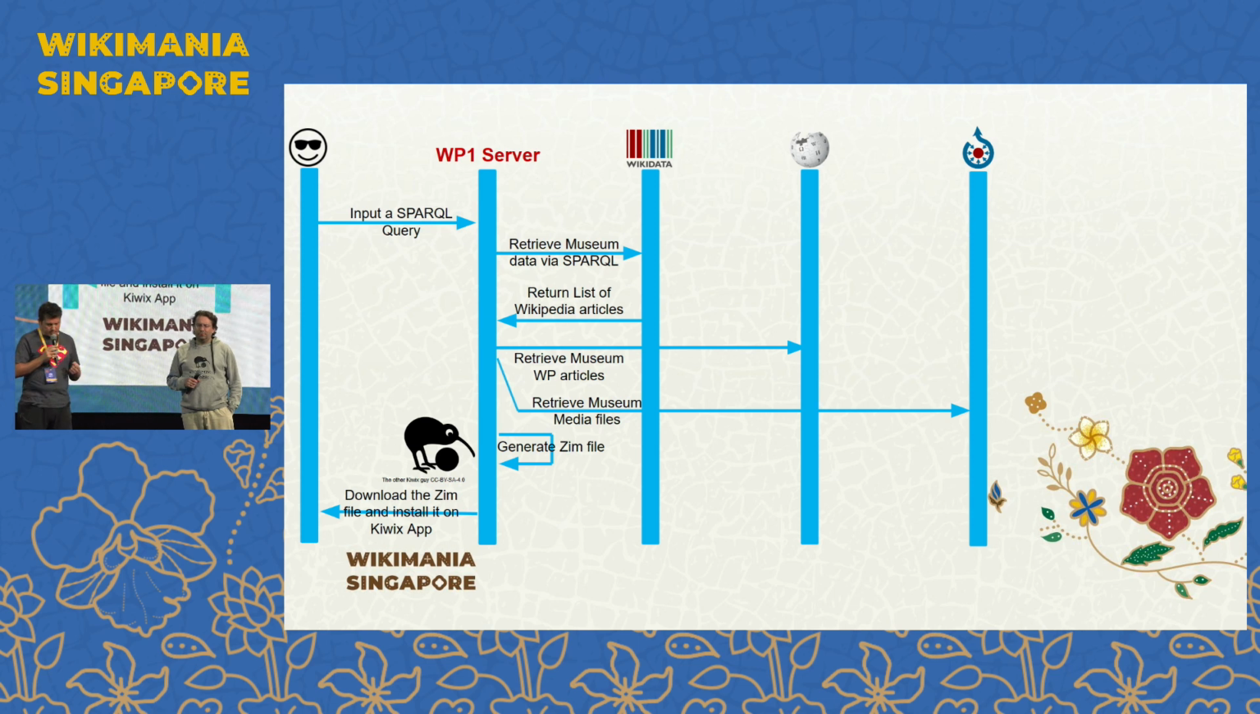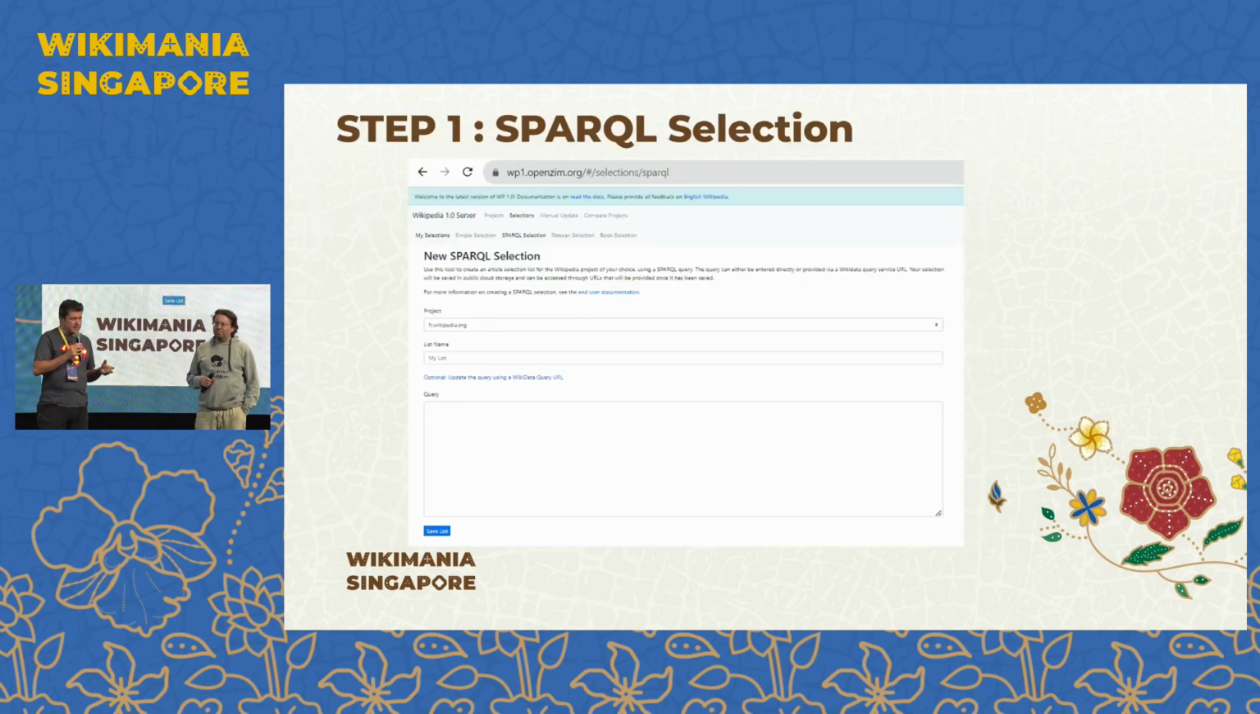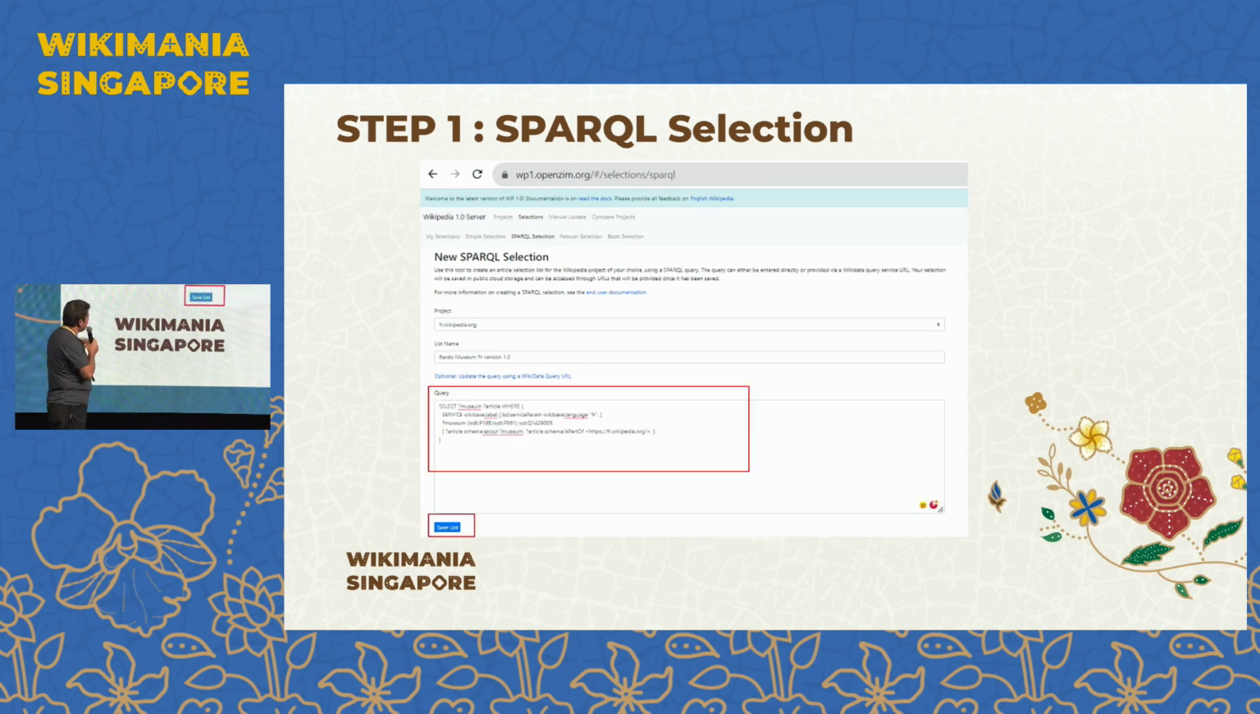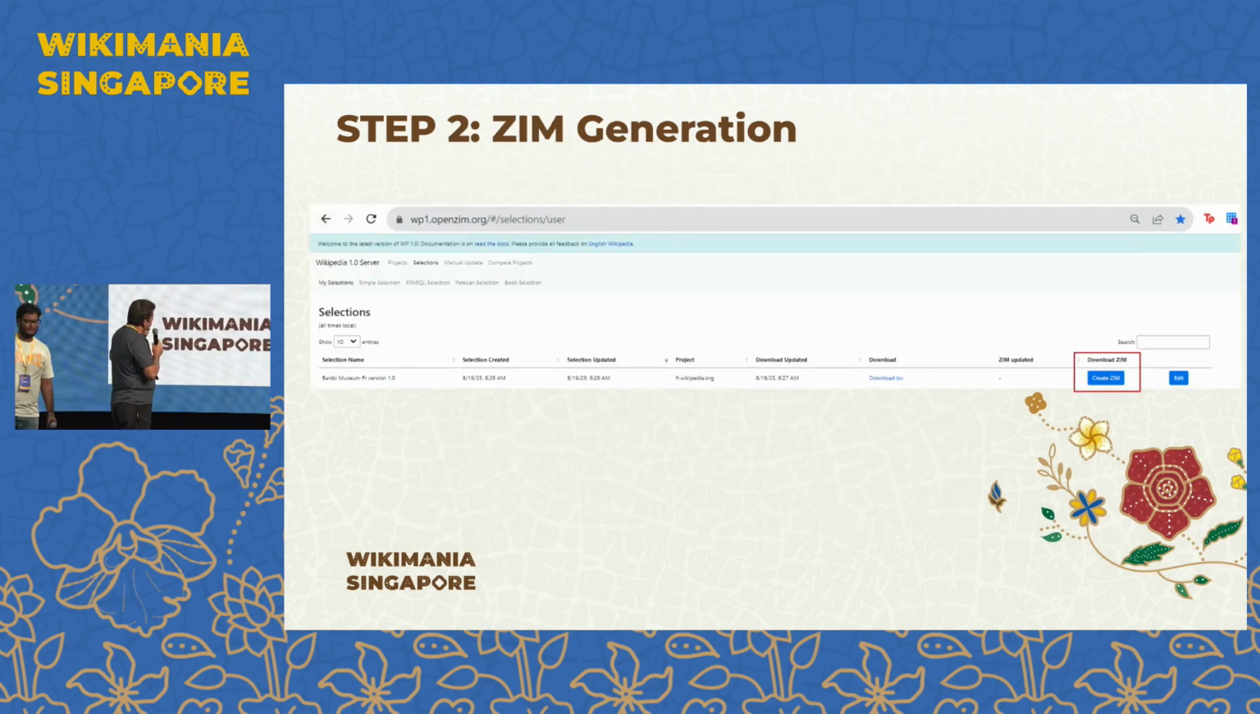Next slide. So step 1 is the SPARQL selection. We put the SPARQL query in the query field. Next. So this is a SPARQL query to retrieve the collection of the museum from Wikidata. Next. Then this list is saved, and we can create the ZIM file. Next.